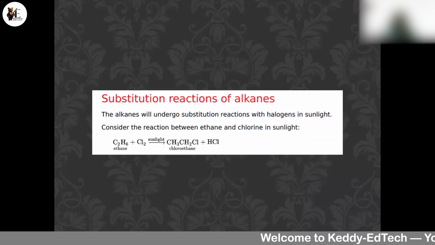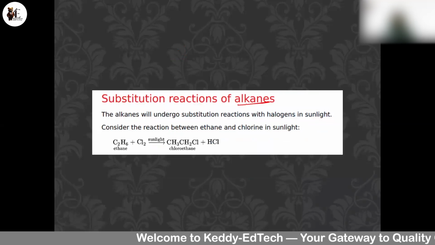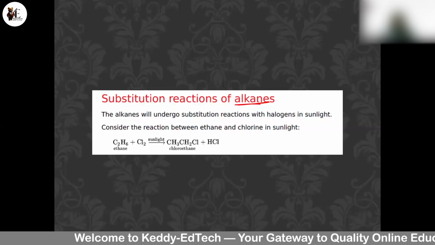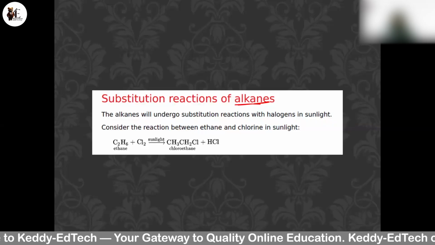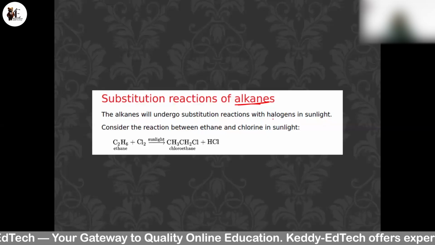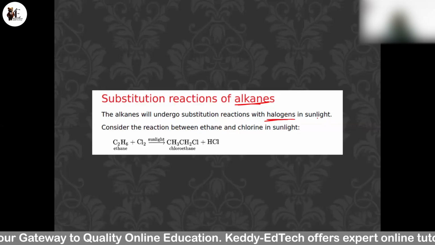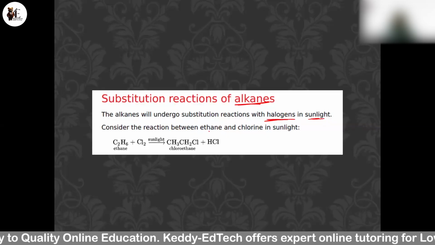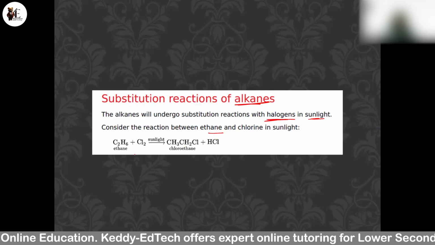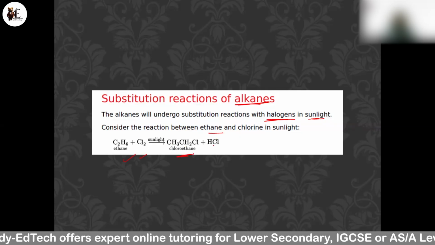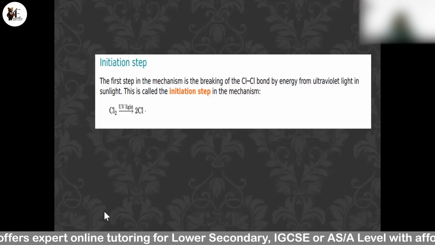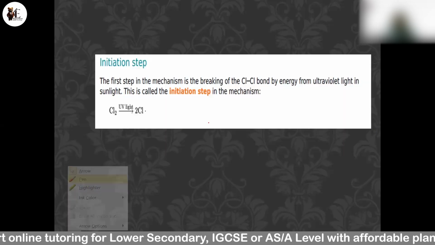Now we'll learn the substitution reactions of alkanes. As I told you, alkanes are generally unreactive, but they form two types of reaction. One is the combustion reaction and the other is the substitution reaction. They undergo substitution reaction with halogens in the presence of sunlight. Consider the reaction between ethane and chlorine in the sunlight. So we get what? Chloroethane. One HCl is removed and we get chloroethane. In this reaction, there are 3 steps.